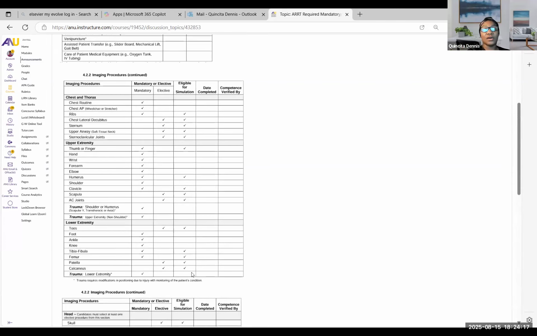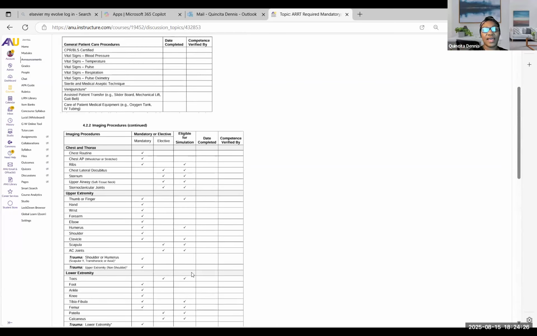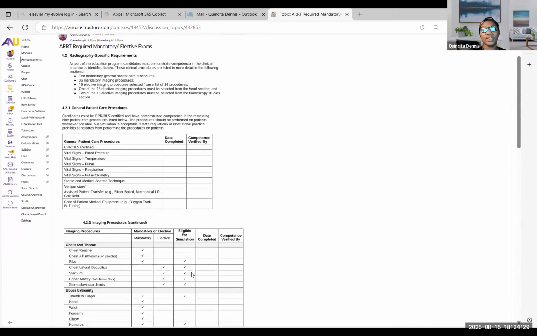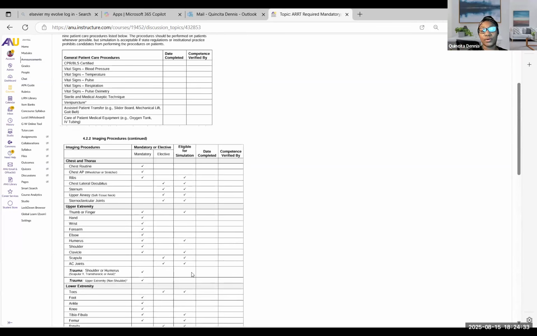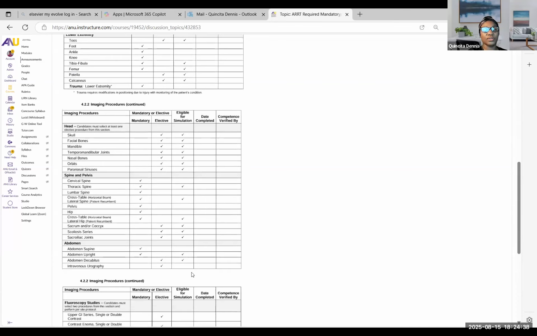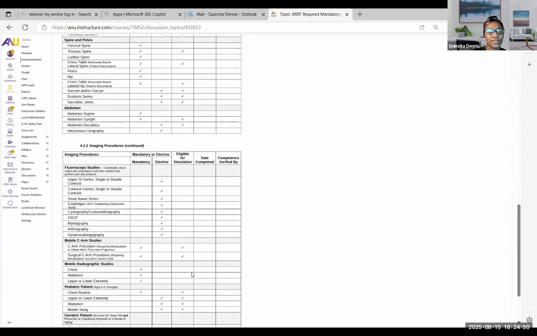All right. And then taking note on this form, everything that has a mandatory check by it, you must have. All right, and then everything that has an elective, you only need 15, but 3 of them are taken per 2 categories. One from head, all right, we don't care which one you get: skull, facial bones, mandible, TMJ, nasal bones, orbit, or sinuses. And then you must have 2 from our fluoro studies.